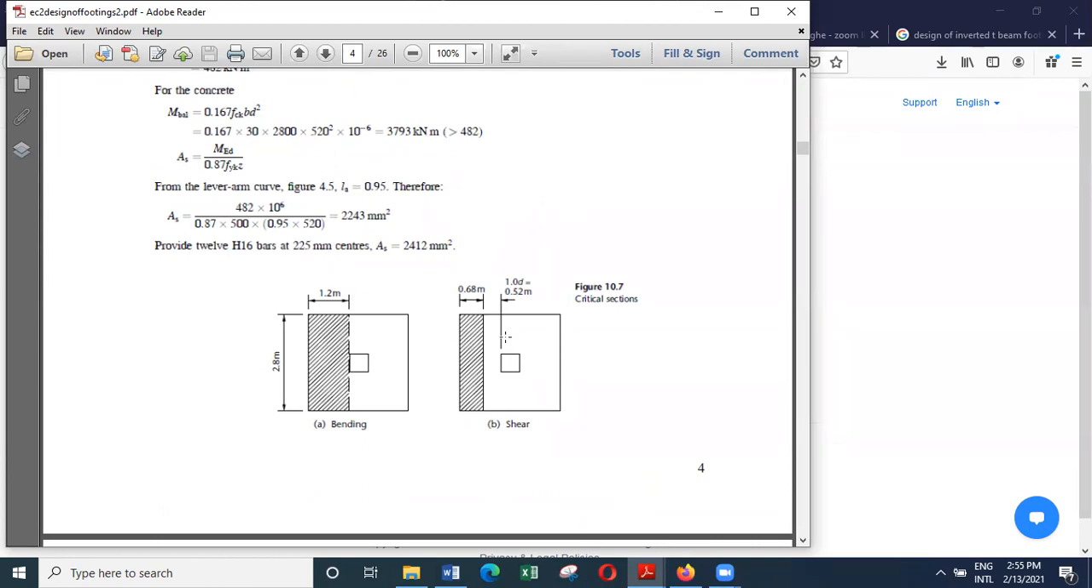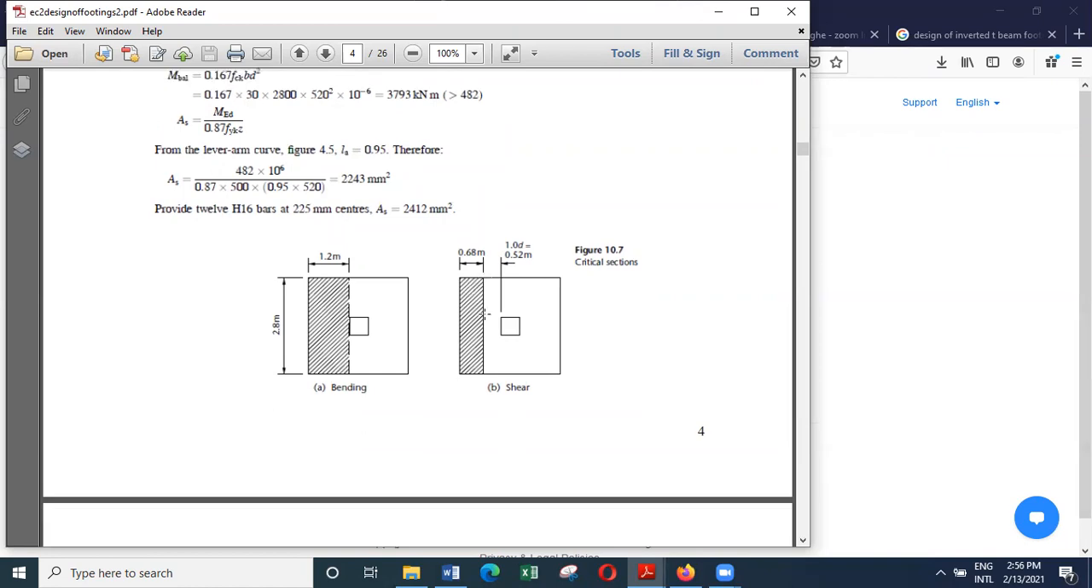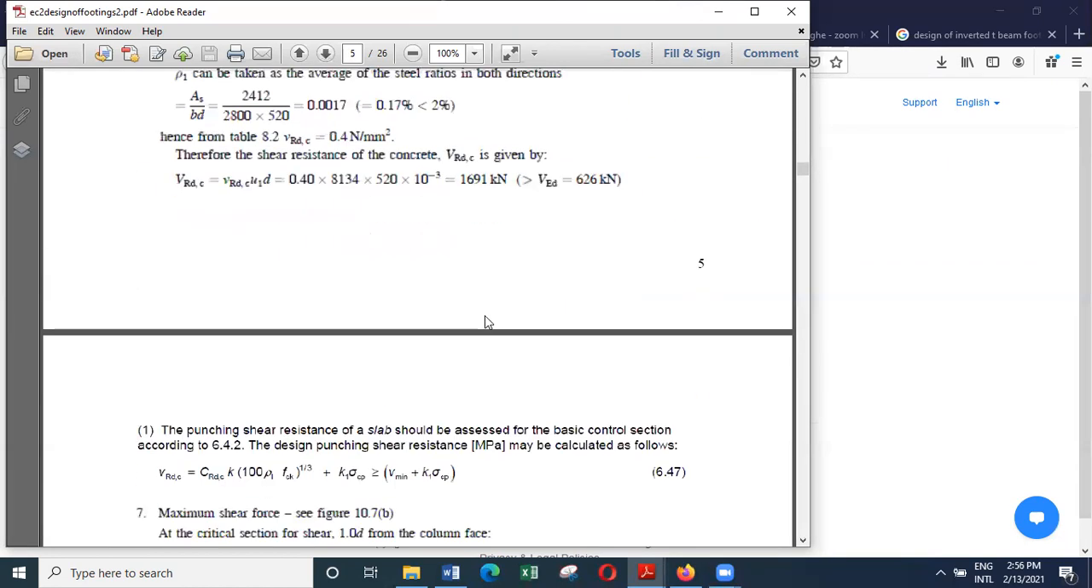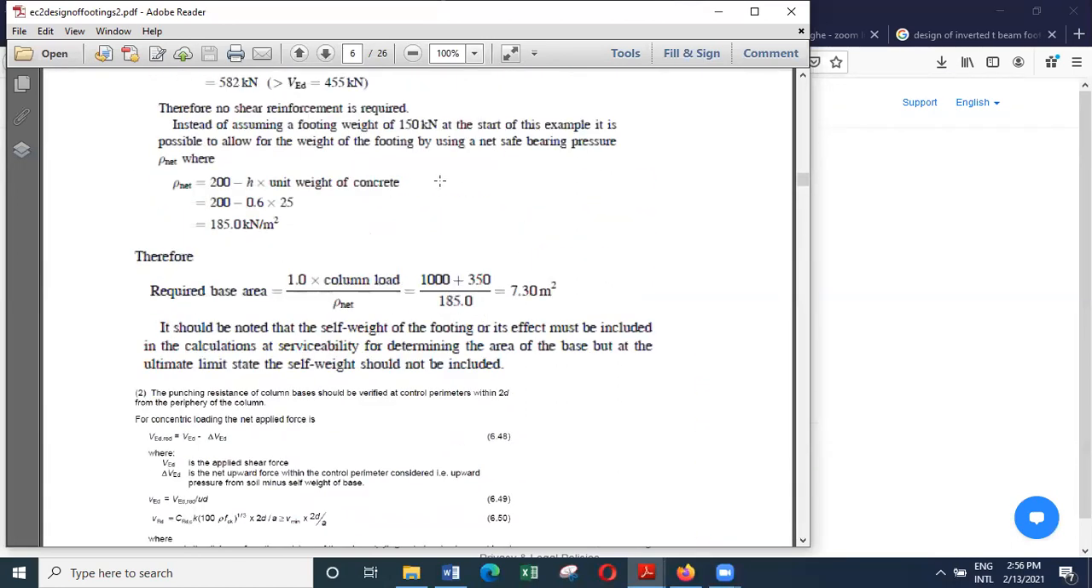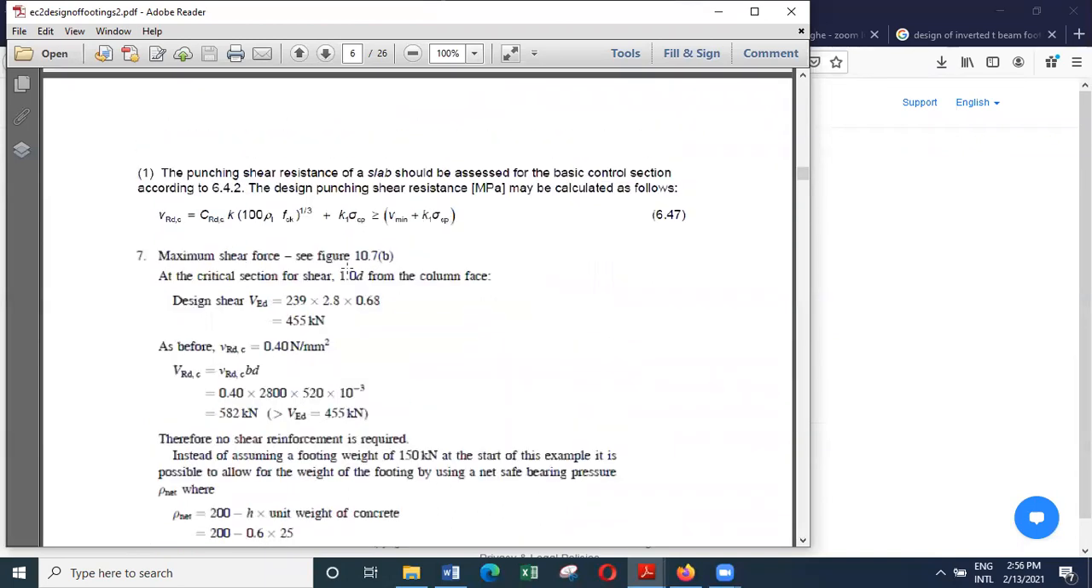1.2 minus 0.52 is 0.68 meters. So the direct shear force will be 239 multiplied by the width of the base, 2.8 meters, and this length 0.68. So that is the direct shear force. It will be 239 multiplied by 2.8 into 0.68, 455 kilonewtons.